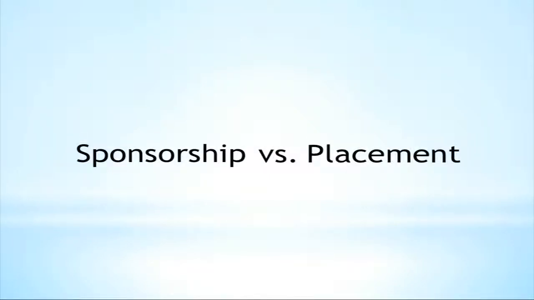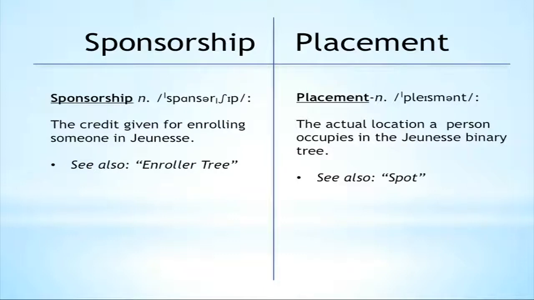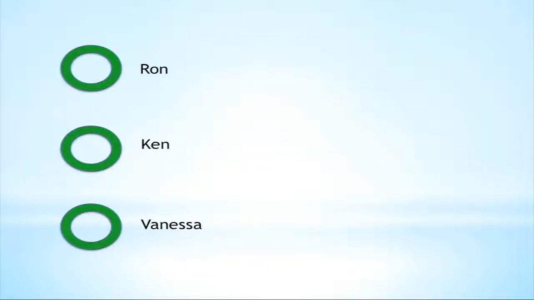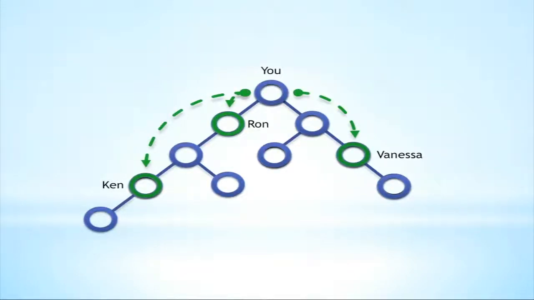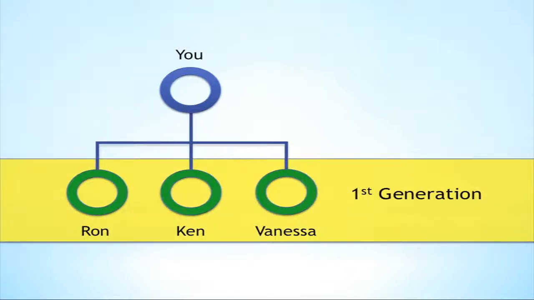At this point, it's probably smart to clarify a couple of terms and make sure that everybody's on the same page. In Jeunesse, it's important to understand the distinction between sponsorship and placement. In the simplest terms, sponsorship is the credit for enrolling someone into an organization, and placement is where they are currently located in the organization. Here's an example. Let's say you enroll Ron, Ken, and Vanessa, and they end up placed in your organization like this. Now, even though they are placed one or more levels deep in your group, because you enrolled them, that puts them on the first generation of your enroller tree. More on generations in a minute.